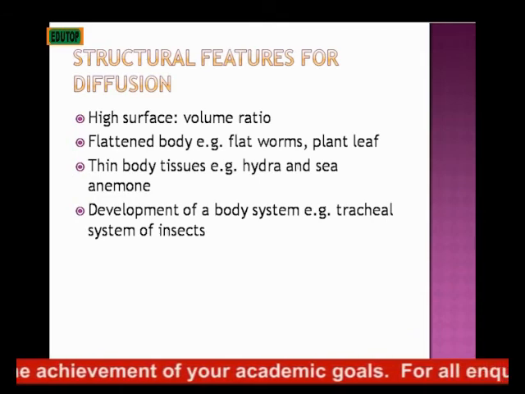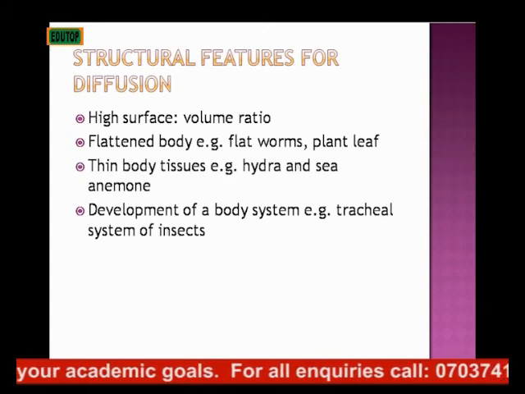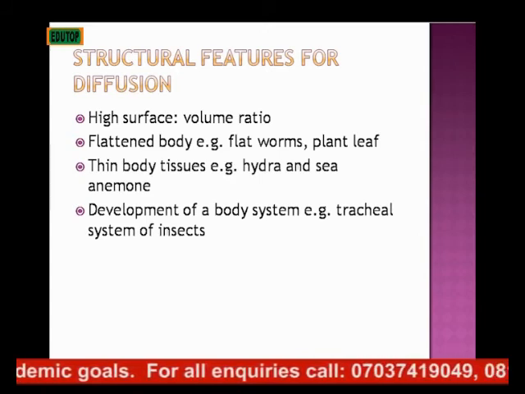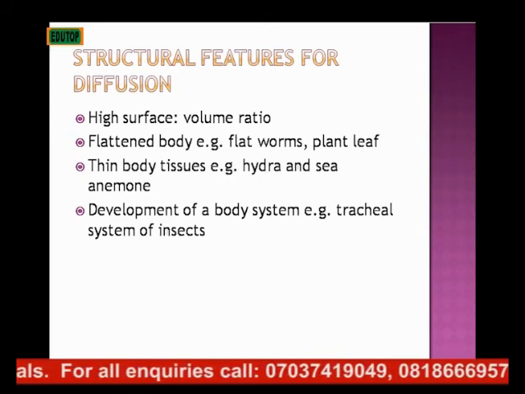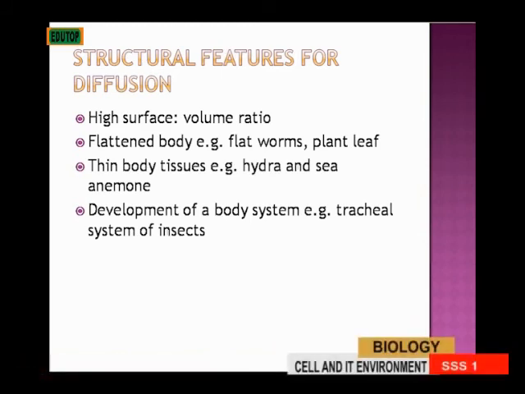Then another structural feature of diffusion is flattened body. When the body is flat, diffusion can easily occur, e.g. in flatworms and in plant leaf. Unlike a body surface that is so thick like this, diffusion will not easily occur in that body. Also, when we have thin tissue, thin body tissue, such as in hydra and in the sea animal, diffusion will also occur very fast in such organisms.